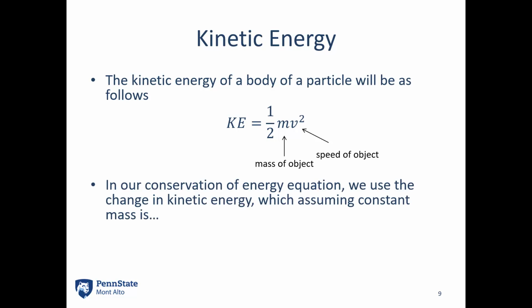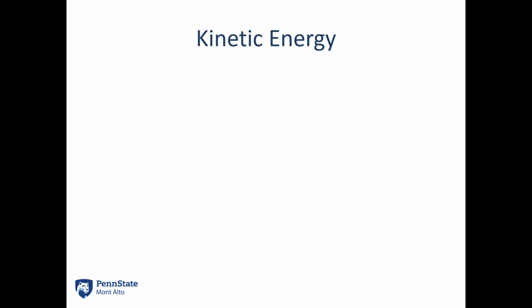All right, so in the conservation of energy equation, we have the delta KE, though, so the change in kinetic energy. Assuming constant mass, it's going to be simply 1/2 mv final squared minus 1/2 mv initial squared. If the mass is changing, we'd have a final and initial mass as well. All right, so that is our delta KE term.